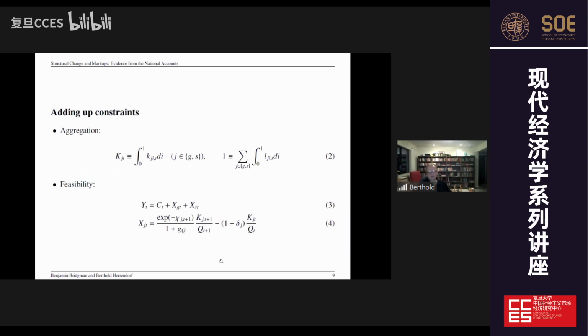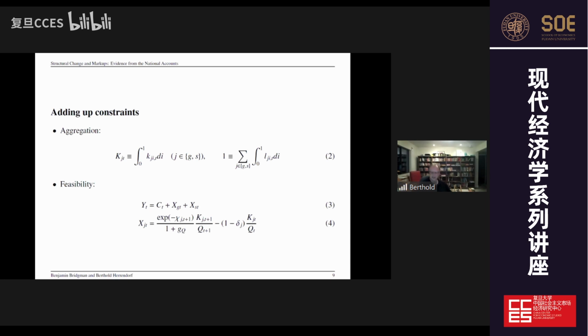Usually adding up constraints. Capital in each sector is integrating over all firms. Labor in each sector, labor in total is integrating over all firms in each sector and then summing it up. And the total labor endowment is normalized to 1. Total output, you can use it for consumption or investing in either one of the two capital stocks. And rewriting this here, solving it for investment, gives you this equation, which is going to be important later, and it basically says how investment evolves.